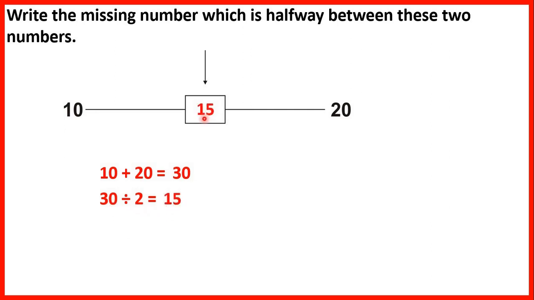So that means the number halfway between, or the midpoint, or the number right in the middle of 10 and 20 is 15. And that makes sense because 10 plus 5 is 15, and 15 plus 5 is 20. So we have the same on both sides.